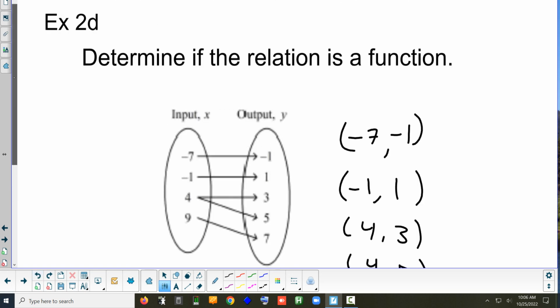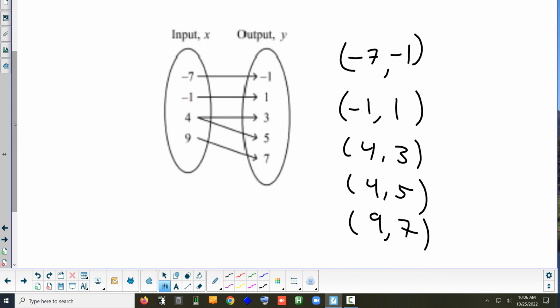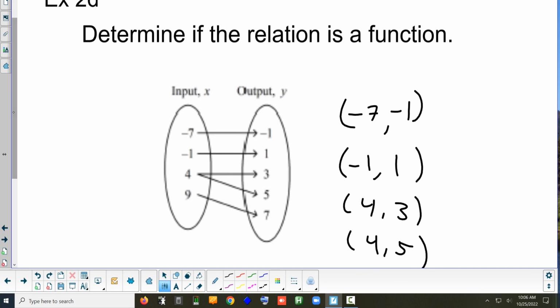So, determine if that is a function. What do you think this time? Is this a function? Yes or no? Kids? No, it's not. Why not? Because the 4 repeats. 4 is used with the 3, and 4 is used with the 5. That is a repeat. So the answer here is no.